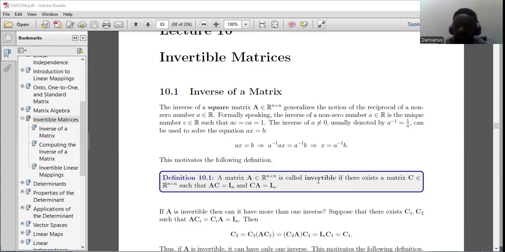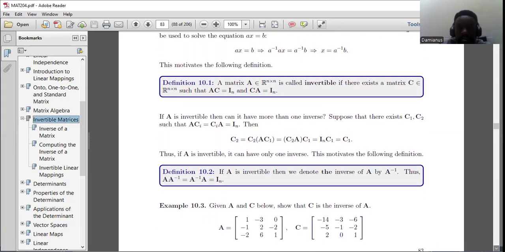Matrix A is called invertible if you can find a matrix C such that when you multiply the two matrices from the right or from the left, you get the identity. The identity behaves like the one for matrices. The identity for 1 by 1 is 1. The identity for 2 by 2 has ones on the main diagonal and zeros in the other entries, and so on. A is invertible, and we denote its inverse by A inverse. So A times A inverse equals A inverse times A equals the identity.